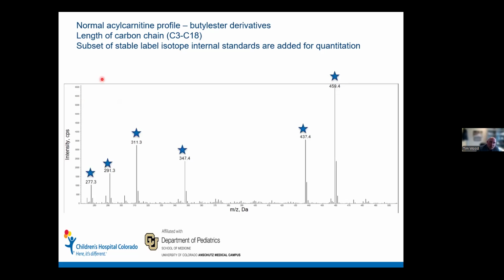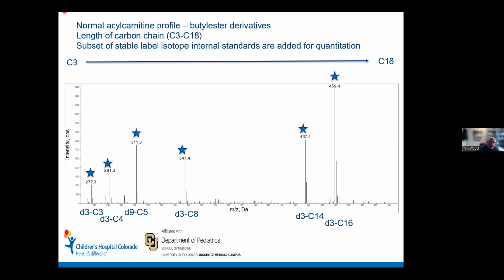So the way this works is we add in some internal standards. These are acylcarnitines that have been modified to have a separate mass. It's what I call a stable isotope has been added to them. So they have a separate mass, but they retain all of their chemical characteristics. And for everything, the same amount, the same relative intensity of all of these blue stars is shown, okay? So this is a normal acylcarnitine profile. Your propionylcarnitine is on your left, all the way up to C18, or your longer chains, on the right.